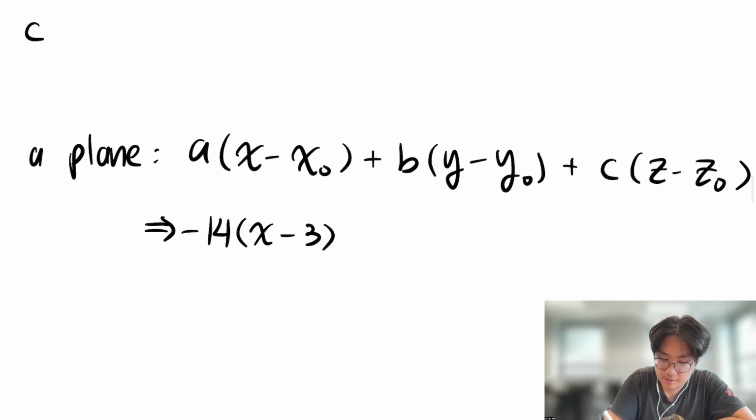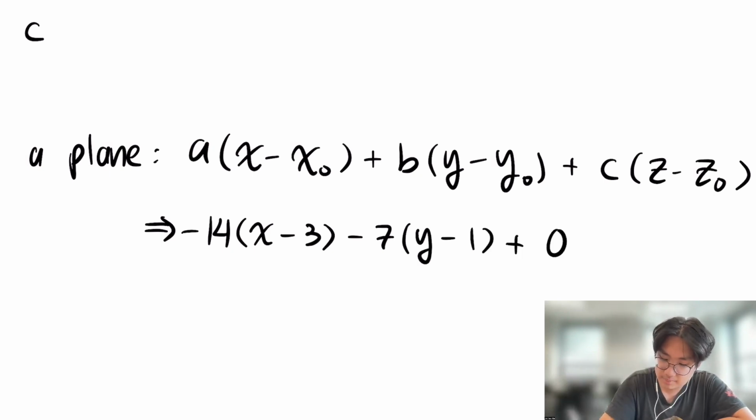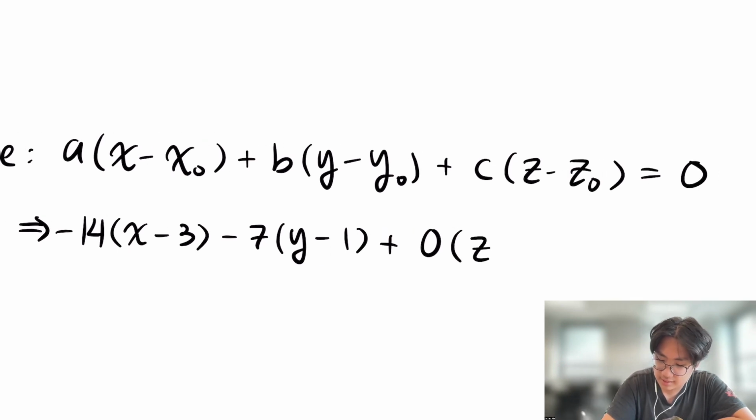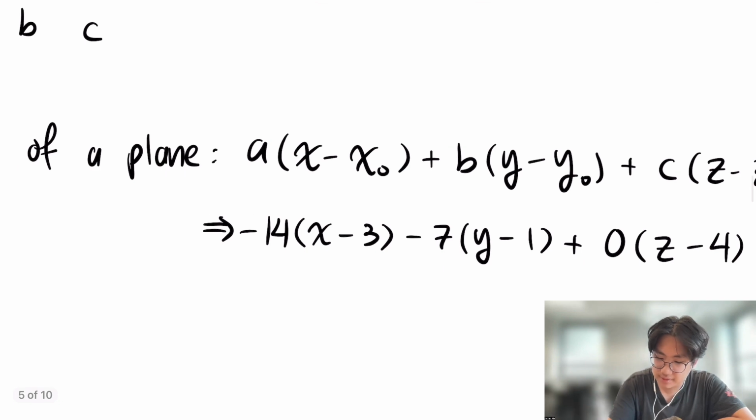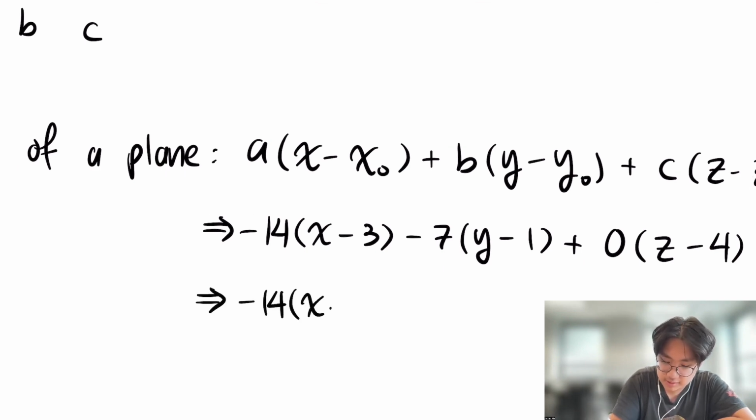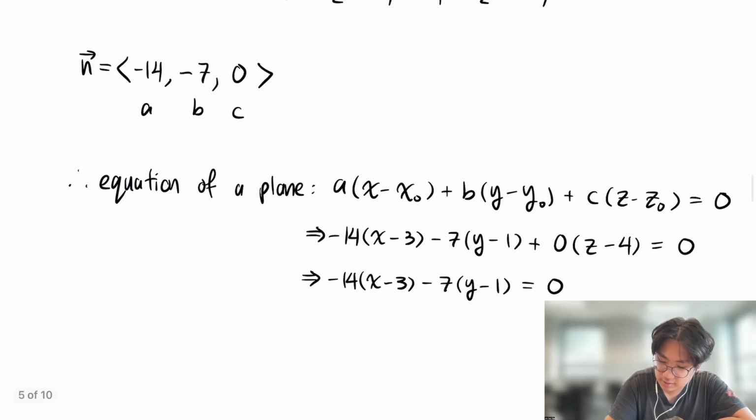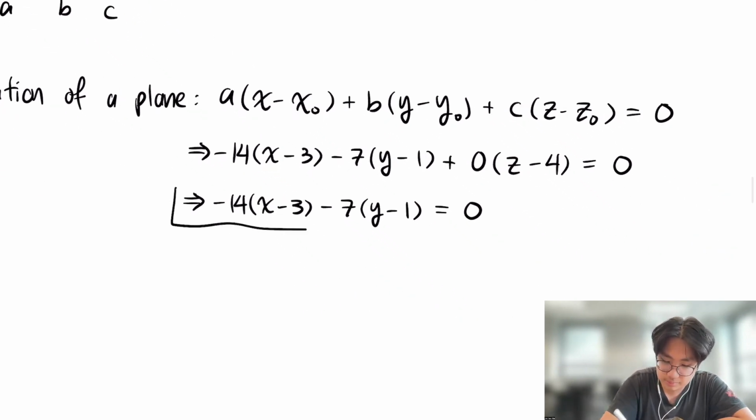So you have x minus 3 plus, or in this case, minus 7, so plus negative 7 times y minus 1, so 3, 1, 4, plus 0 times z, or z minus 4. Obviously, 0 times that is just equal to 0. So you are left with negative 14 times x minus 3 minus 7 times y minus 1 equals 0. And this is your final answer. I'll just box it in.